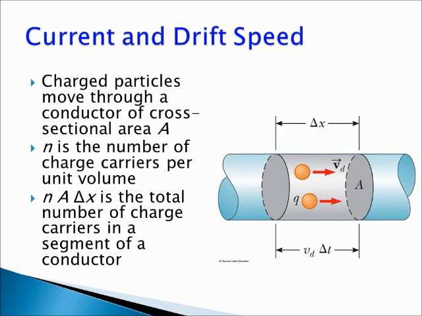We can relate the magnitude of the current to the drift velocity of charge carriers and concentration of charge carriers inside the conductor. Let's look at the picture on the right. Suppose we wish to find the current through area A of the cross-section of the conductor. In this case, all charges that are within the distance delta x, which is equal to Vd times delta t, will pass through the area A during the time delta t. So therefore, the total number of charge carriers passing through the area A is equal to n times A times delta x, where n is the number of charge carriers per unit volume.